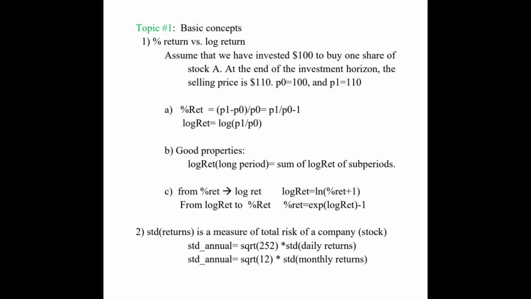If we want to calculate annual risk, we use SQRT, the square root of 252, times the standard deviation based on daily return. Alternatively, the square root of 12 times the standard deviation based on monthly return.